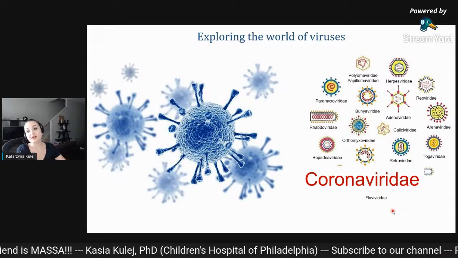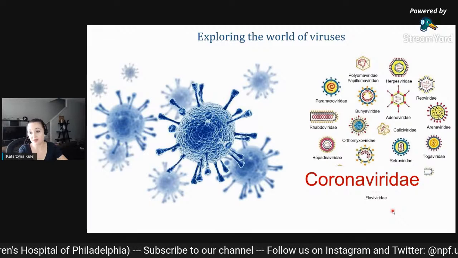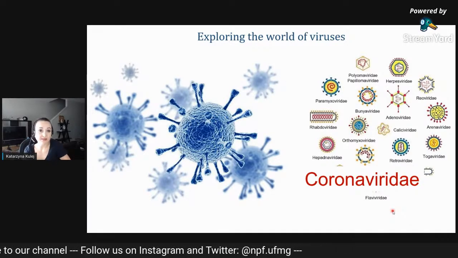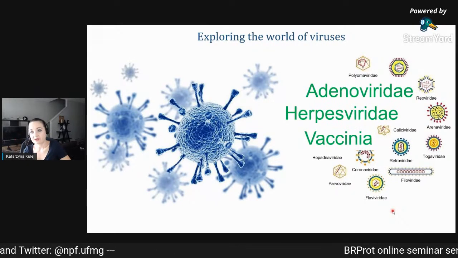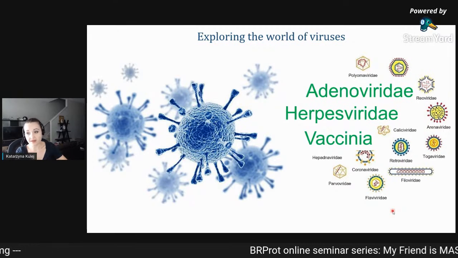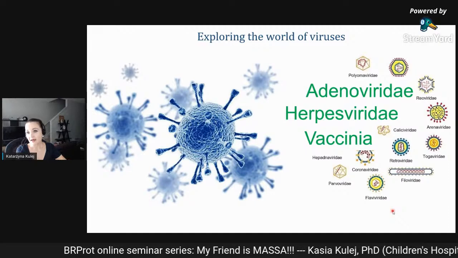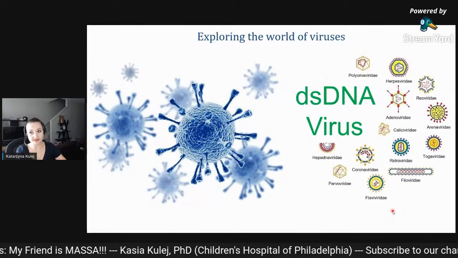All of the viruses can be divided based on the type of nucleic acid as a genomic material. And we can distinguish between single-stranded and double-stranded RNA and DNA viruses. And today, particularly, I would like to discuss three viruses: adenovirus, herpes virus, and vaccinia. All of these viruses belong to the group of double-stranded DNA viruses.